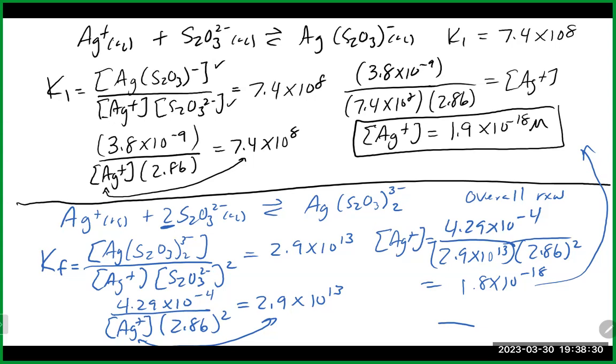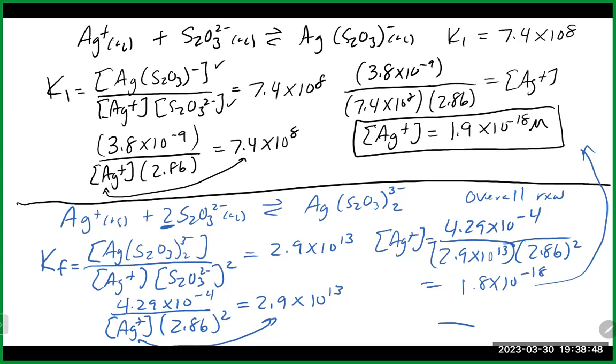Any questions on this one? You could use the individual steps to do it. You could use the overall reaction. There are multiple ways you could do it, because they're all equilibrium reactions, so you could basically put the values in. Any questions on that?